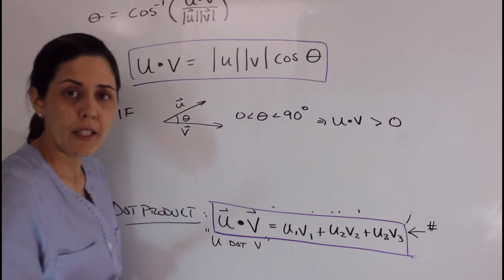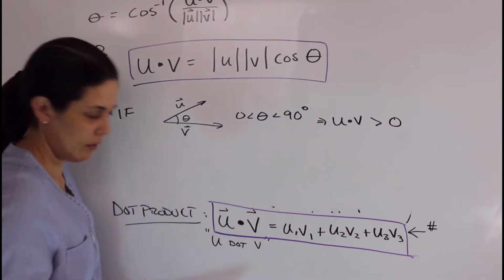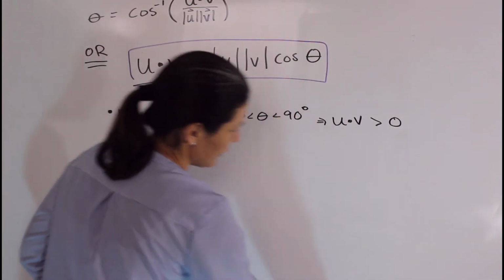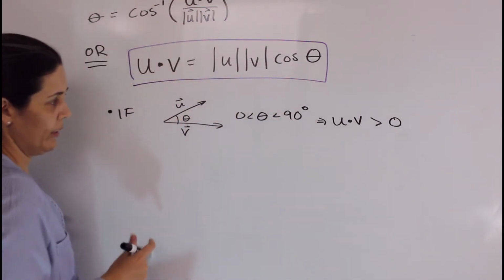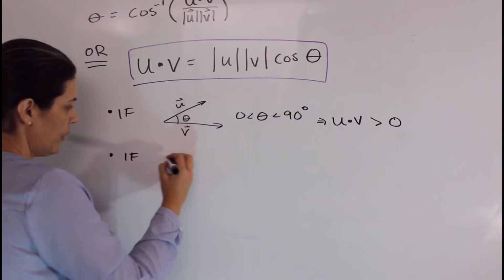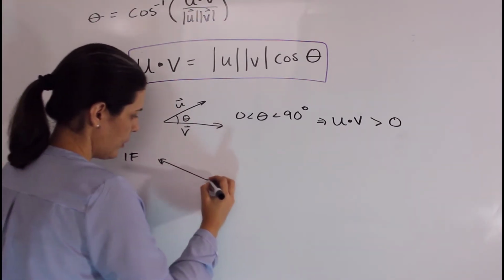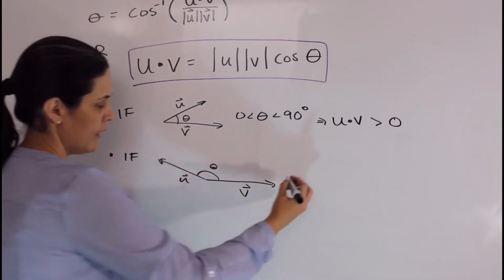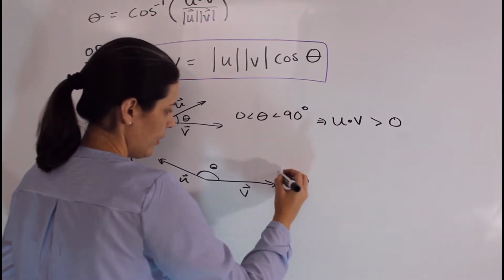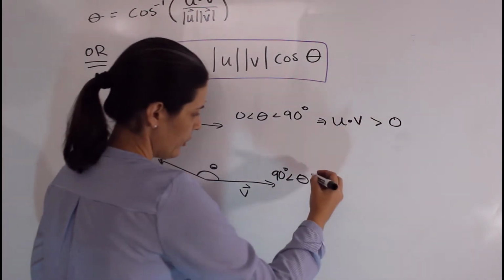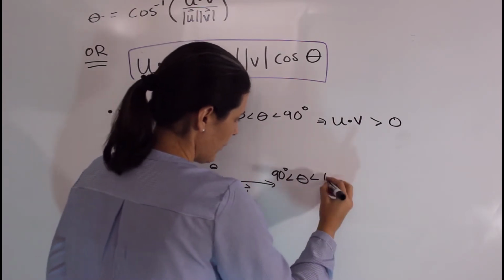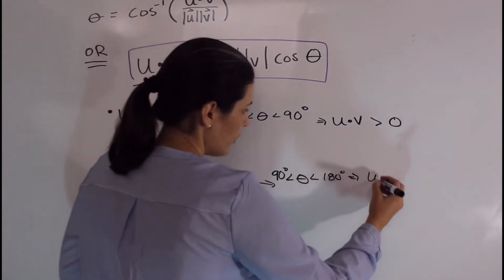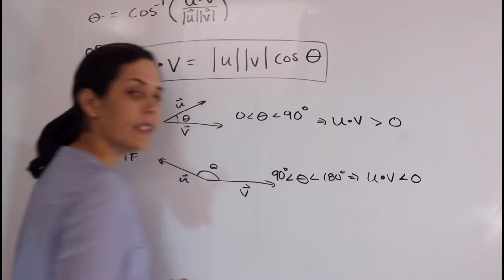The things I'm about to tell you, you don't have to memorize. It's just to give you a summarization of it. But you can compute the dot product and you'll see that you get a positive answer when your angle's between 0 and 90. Well, what if your angle is bigger than 90? So this is obtuse. This is u, this is v, theta's over there. And so theta is greater than 90, or greater than pi over 2, but less than pi, or 180. Well, in that case, the dot product is negative. So u dot v is less than 0.